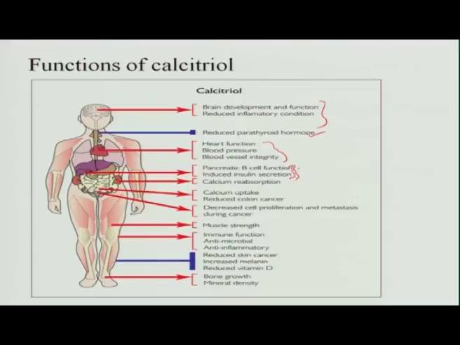Then calcium uptake is improved and it reduces the colon cancer and decreases the cell proliferation and metastasis. So during cancer, especially the uterine cancer, and muscle strength increases, immune function, antimicrobial, anti-inflammatory, and skin cancer is reduced. Then there is increased melanin, and bone growth and mineral density are also very important functions of the calcitriol.